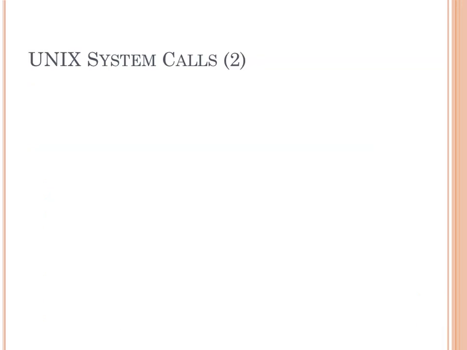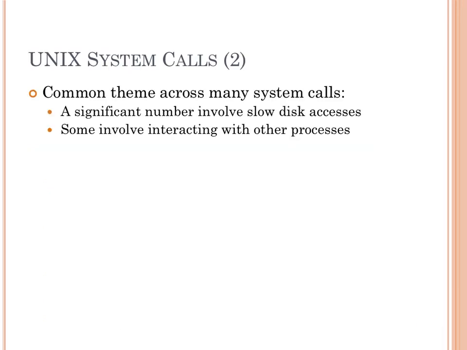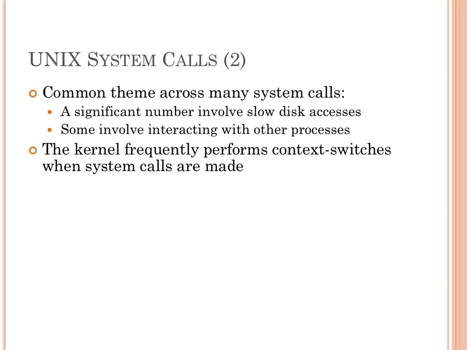So, since we have this circumstance, we have interactions with other processes. We have interactions with slow devices. Guess what frequently happens when you make a system call and interact with these devices? Your process is now stuck waiting. So why don't we switch to another process and let it have a go? Okay? So we frequently see context switches performed when programs make system calls.